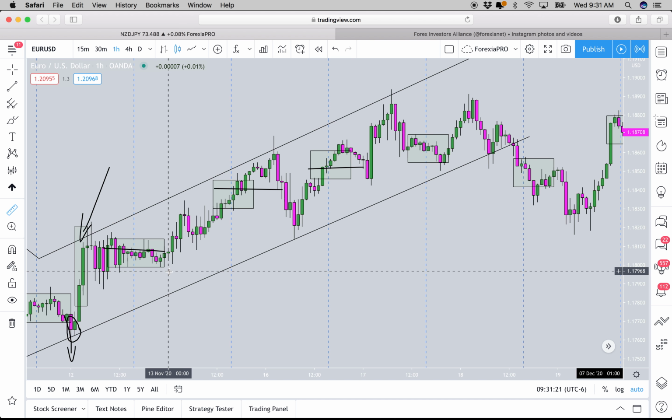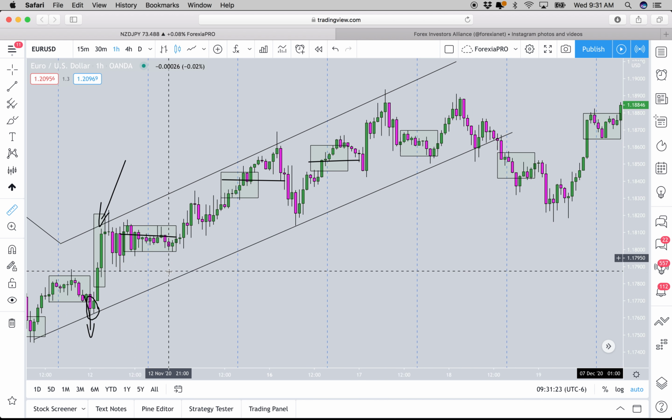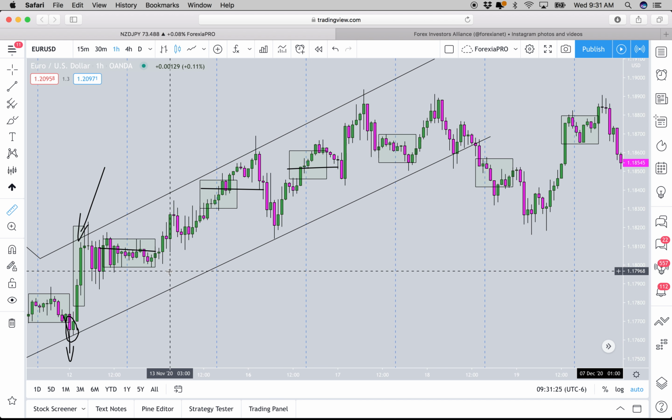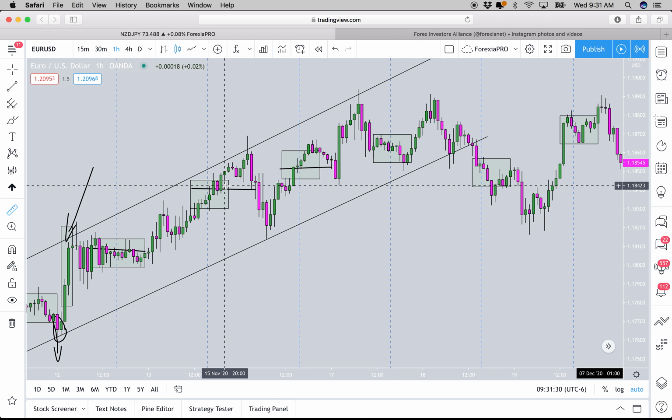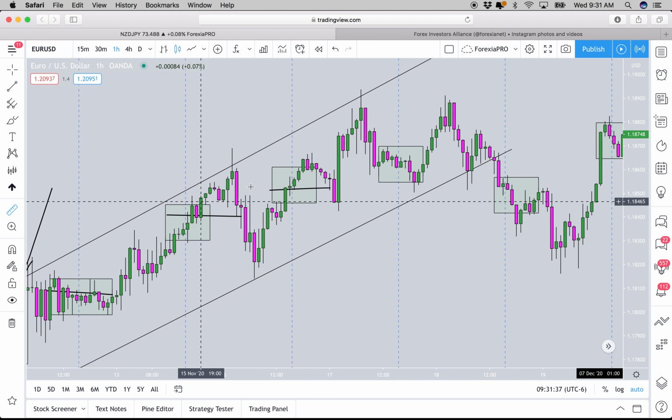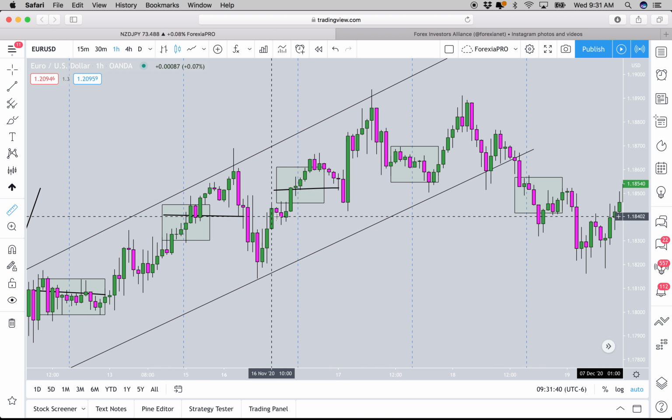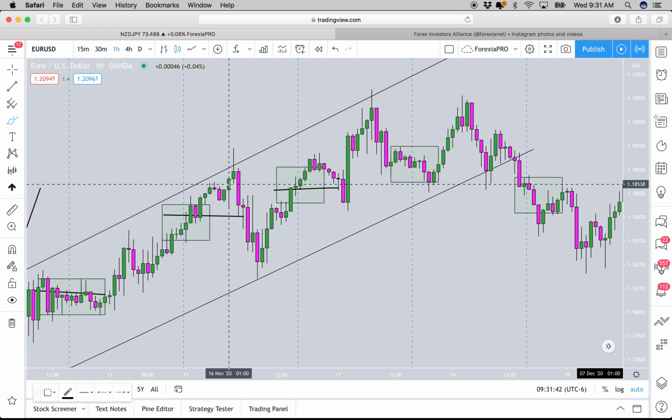Now, I wanted to have enough time in this video to talk about M and W entries, because every single day this structure forms out. There is an M and a W, right? There's an M formation, there's an M reversal pattern, double top, whatever you want to call it, and there's a double bottom, W formation.